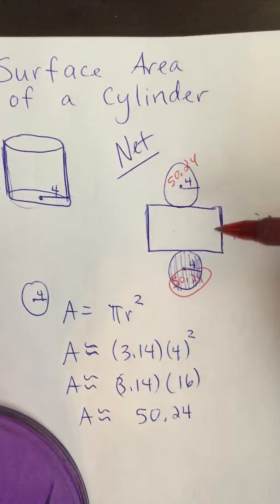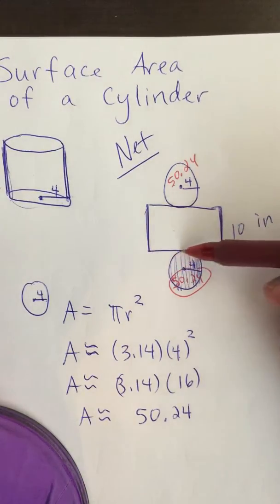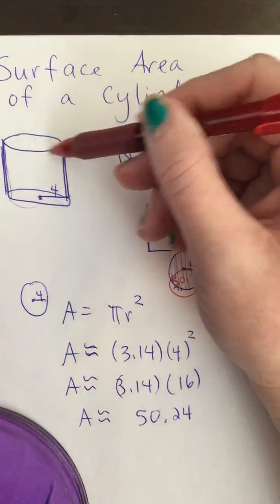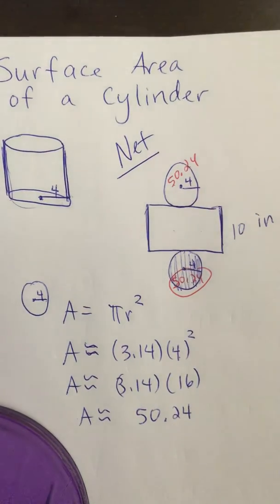Not drawn to scale. So what we have to do is figure out how long this piece is. Well, it's connected to the circle. If we look right here, this is that top part. So I'm going to highlight it in, let's see, pink.